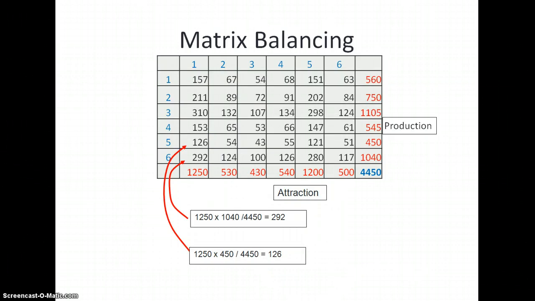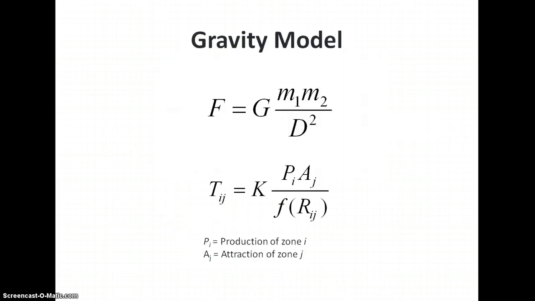So we look into this, the matrix balancing. For this one, you just multiply this one and this one, divide by this one, so you can get this number 126. The same thing here. So you can calculate the whole thing to get all the trip interchange between the zones. And then the second thing, we can use the gravity model.